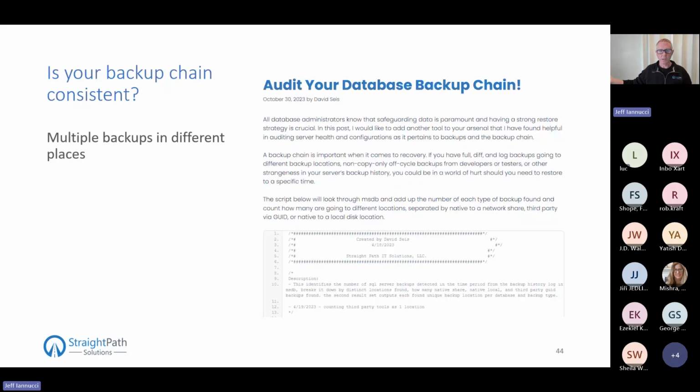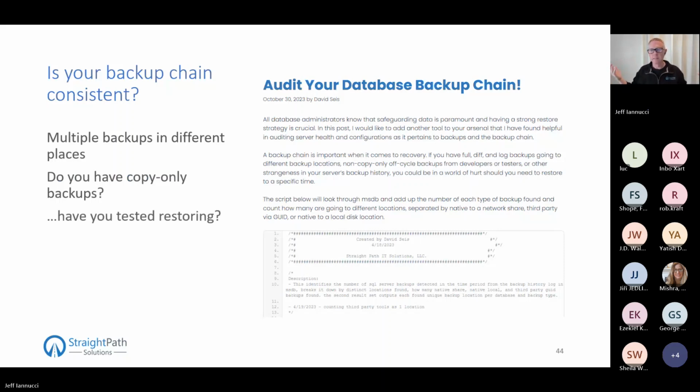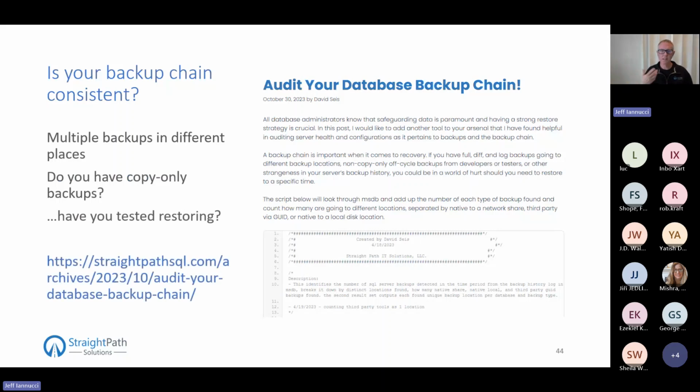My colleague David Cease wrote a post about this on how to audit your database backup chain. Now you can see there are some backups. You may have multiple backups, but if only one of them's not copy only, and the rest are copy only, then you probably don't have a broken backup chain. You just need to know which one to use for recovery. Again, it sounds like a broken record. Have you tested restoring? Here's the link to that.